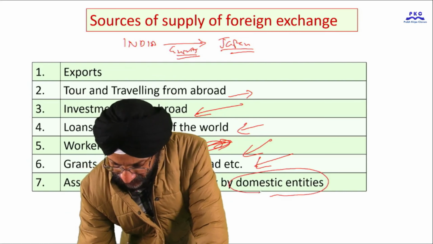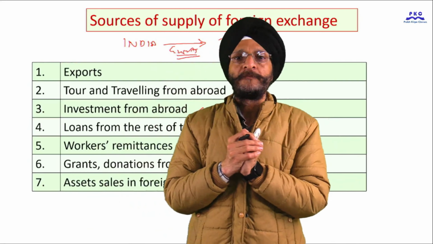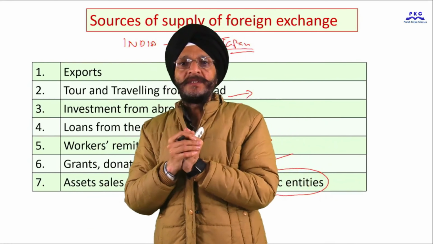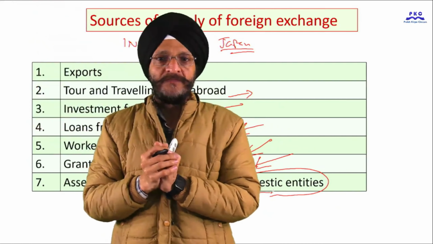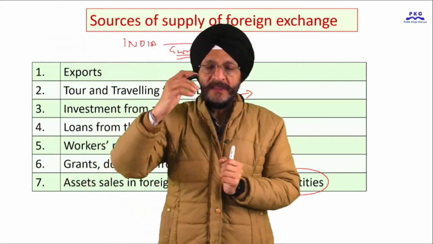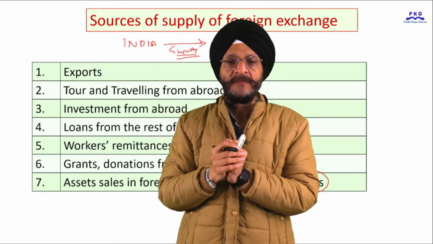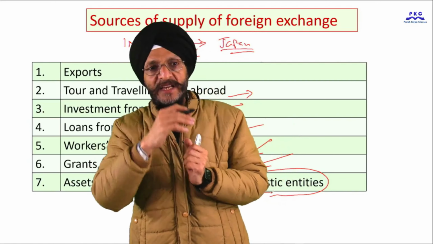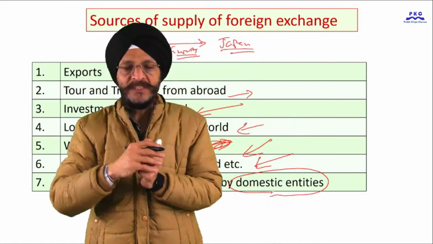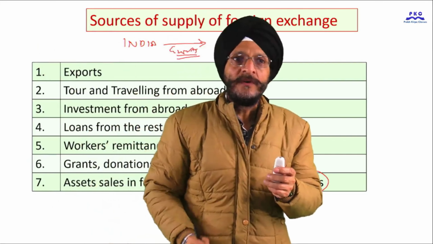It is quite possible that some of our business houses may be having certain properties abroad. When they sell their properties or businesses abroad, they will receive foreign currency. So when there is asset sale in a foreign country by the domestic entities, it may result in the supply of foreign exchange.